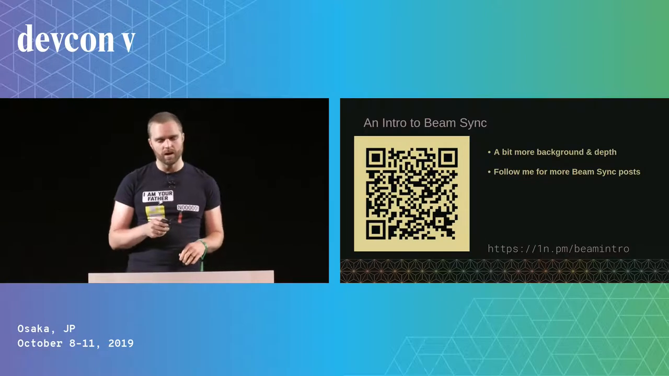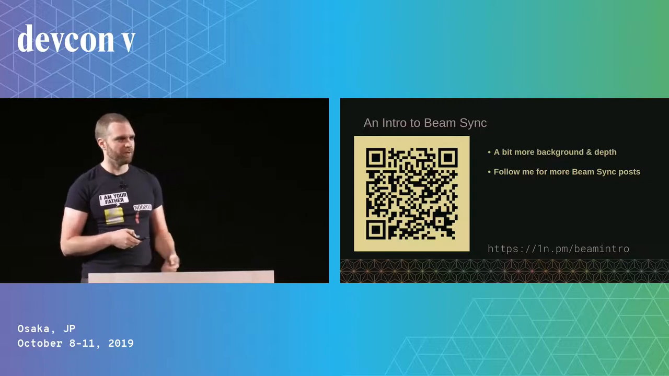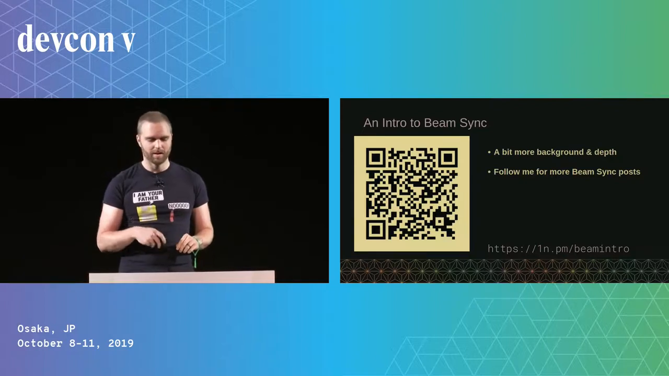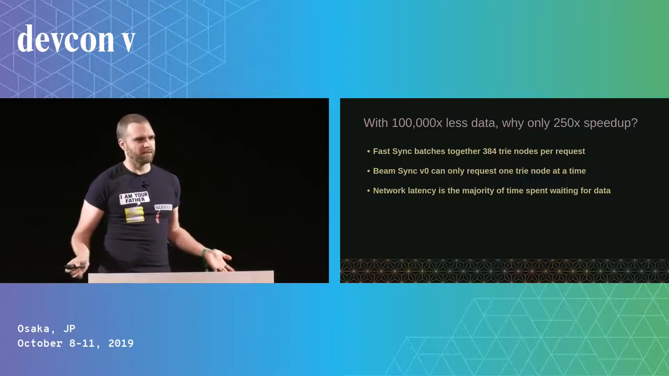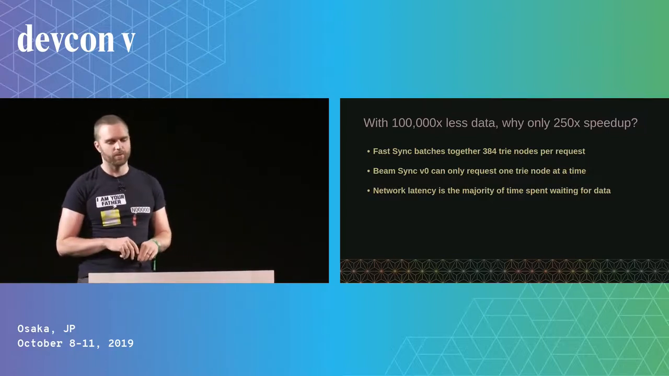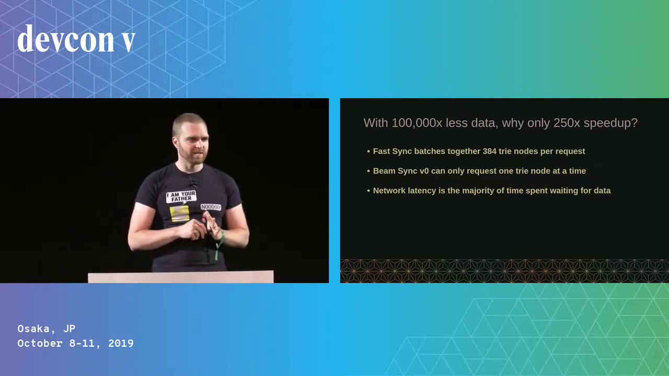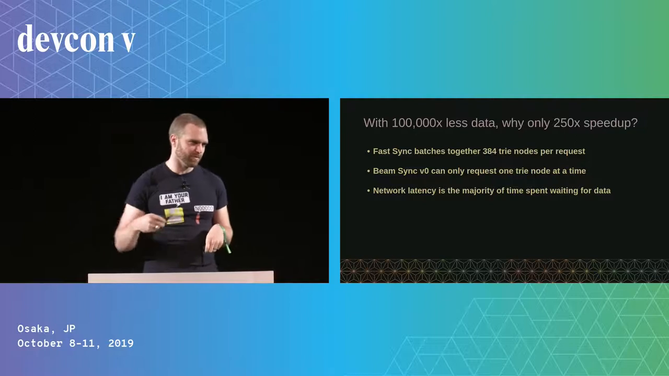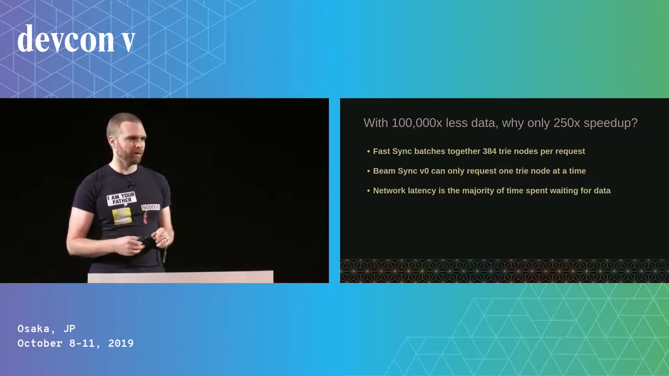And while people are getting their last shot of that, you may have noticed a discrepancy in the numbers on the last slide. If there's 1/100,000th of the data, then why is it only 250 times fewer requests? Excellent question. So FastSync gets to batch together its trie node requests into 384 nodes per request. Beam Sync, as implemented now, can only request a single node per request. And because the latency, the actual time that the packet is round tripping between you and your peer, makes up the majority of the time, you lose a factor of 384.